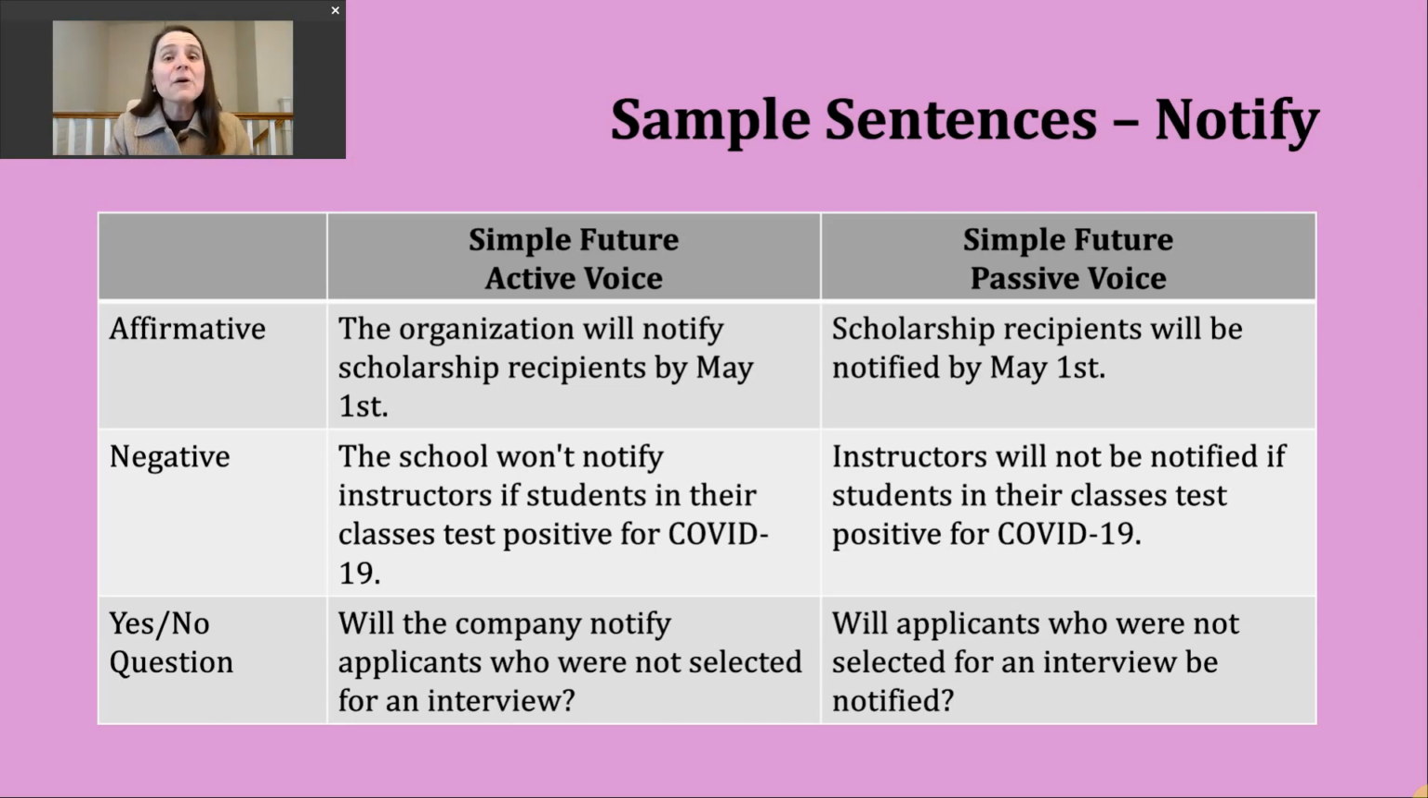Okay. Now let's look at making negative active voice sentences. Our structure here is, again, to start with the subject, the person or thing that's responsible for our action. Then we're going to use will, not, and then our base verb. You might hear the contraction form won't. Okay, so an example here: the school won't notify instructors if students in their classes test positive for COVID-19.